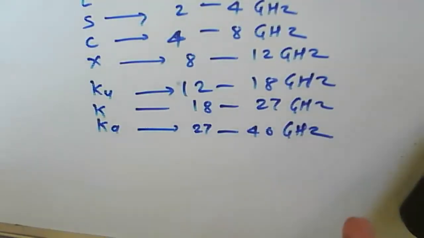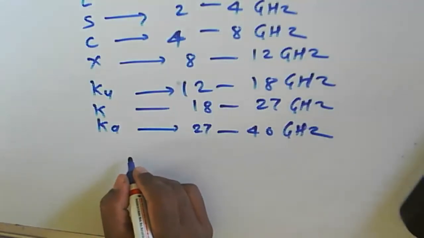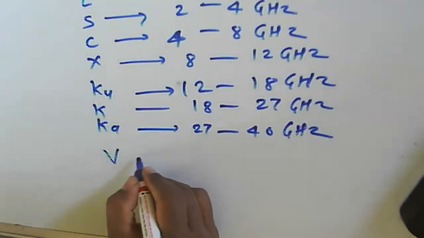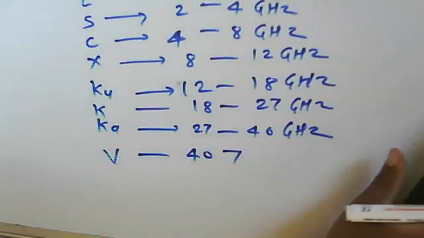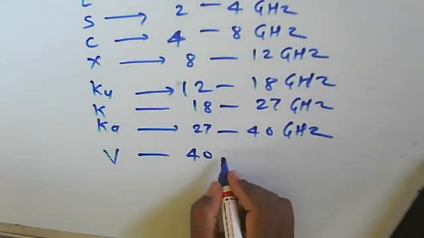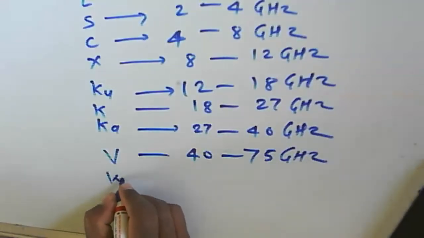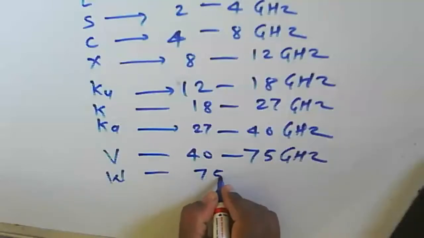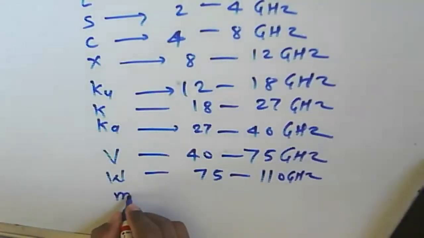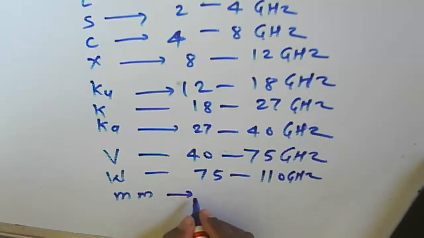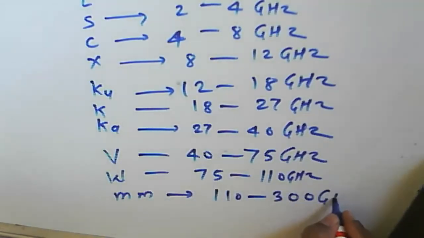And then after that, various other bands are there. So we can say the V band is about 40 to 75 gigahertz, and the W band is about 75 to 110 gigahertz. Then millimeter, millimeter is about what? 110 to 300 gigahertz.